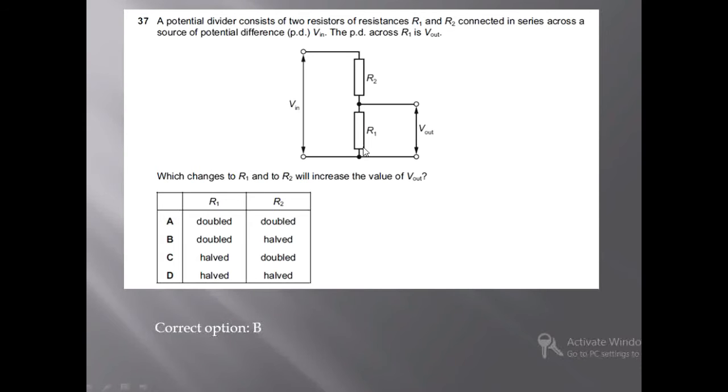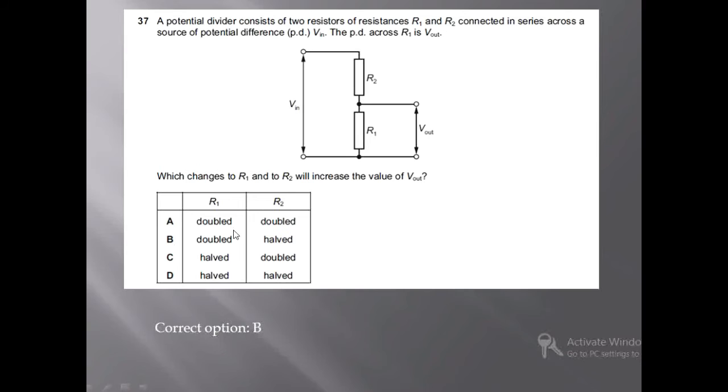The greater the resistance of a resistor, the greater the voltage drop across that resistor. Okay, we have to select the changes which are going to increase the value of V out. This is V out. If we want to increase the value of V out, we need to increase the resistance of R1. As this V out is across R1, increasing R1 will increase V out, and decreasing R2 will increase V out. This is how we are going to arrive at the correct conclusion and select the correct option. Now, according to this, let us analyze which option is going to be correct.